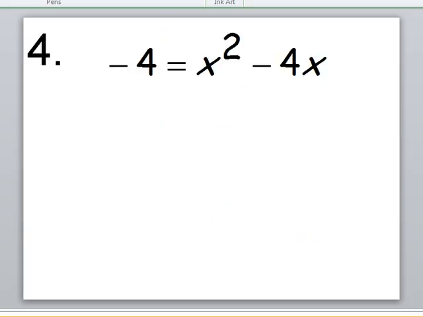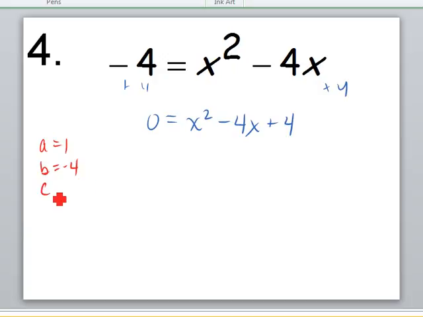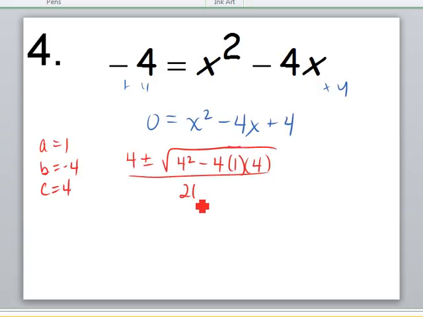My next example here, I always want to keep my x squared positive, so I'm going to actually move my 4 on this side. So this answer now says 0 equals x squared minus 4x plus 4. This is factorable, and I totally would factor it if it wasn't that I was practicing for quadratic formula. So my a is 1. My b is negative 4, and my c is 4. So I'm going to start thinking about what the formula says. It says negative b, so that would be 4, plus or minus the square root of b squared. B squared is 4 squared, minus 4 times a is 1, and c is 4, all over 2 times a.